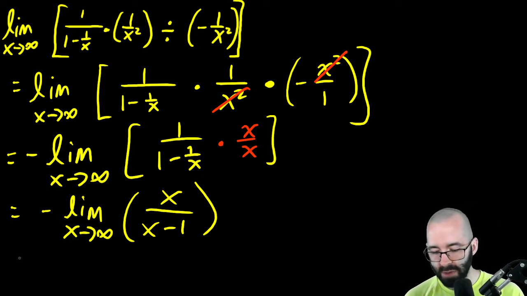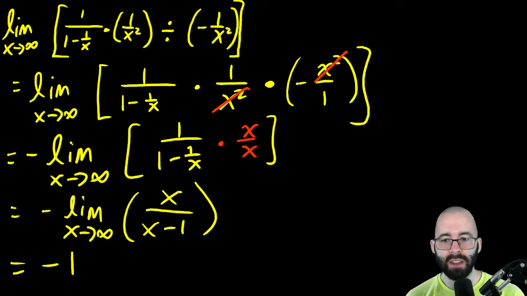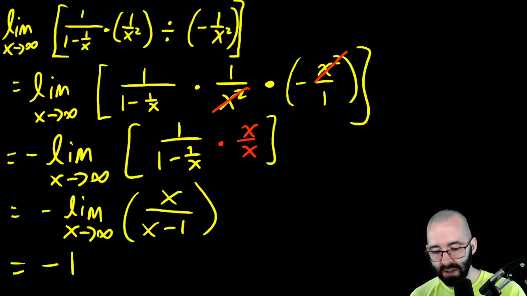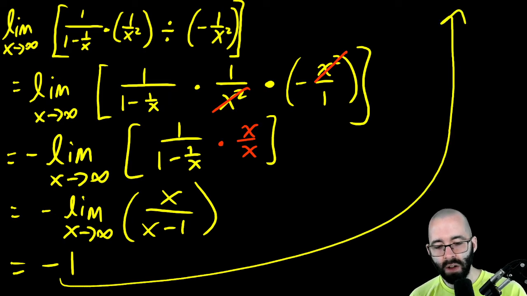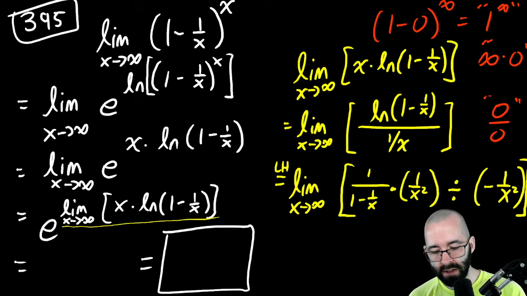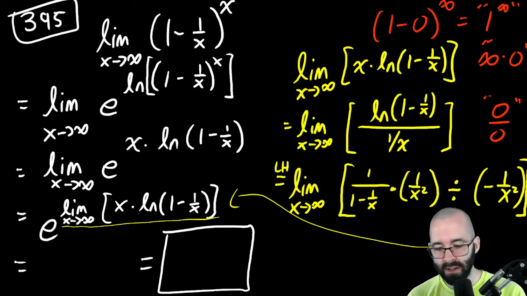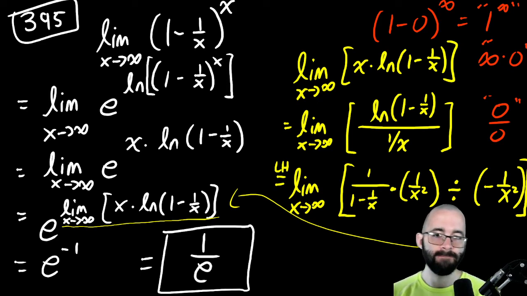Or you could use L'Hopital's rule again. Either way, this yellow limit is negative 1. I'm going to bring that all the way back to here. The yellow limit is negative 1, so our answer is 1 over e.